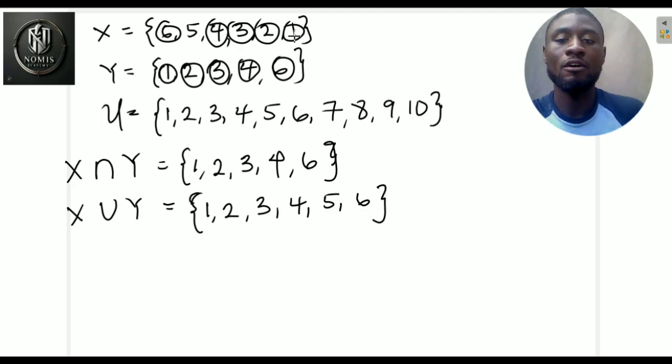So we have 1 in both cases, 2 in both cases, 3 in both cases, 4 in both cases, and then 5 in only one of the cases, that's the X, and then 6 in both of the cases. So we have 1, 2, 3, 4, 5, and 6 as X union Y.